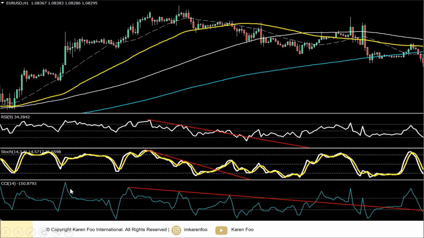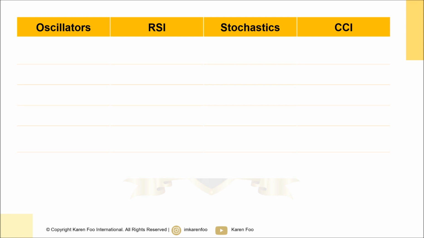So the first peak is over here. Then this is the second lower high, third lower high. Again, CCI gave you an earlier signal. So let's summarize everything that we have learned and compare these three oscillators properly.